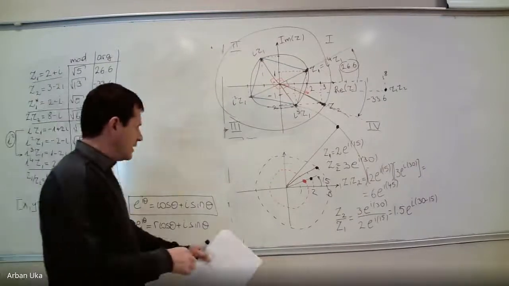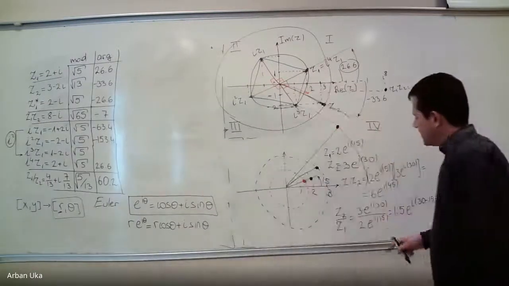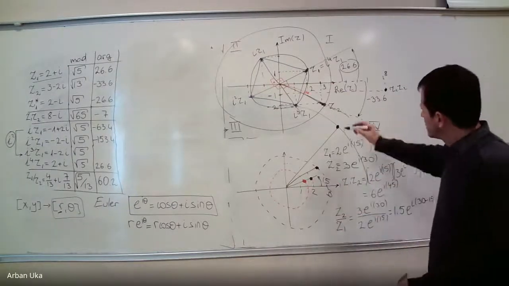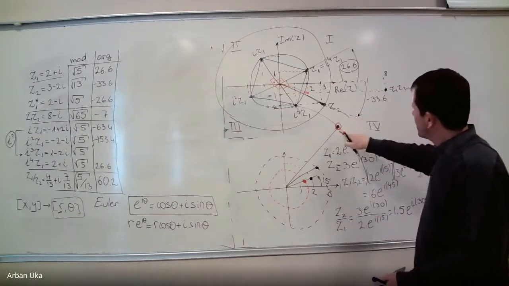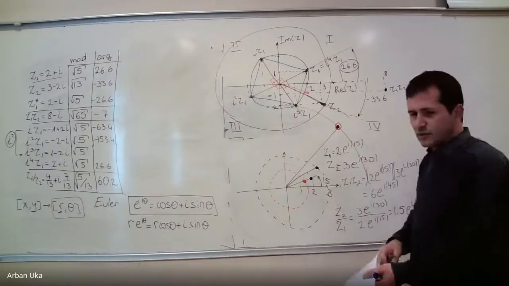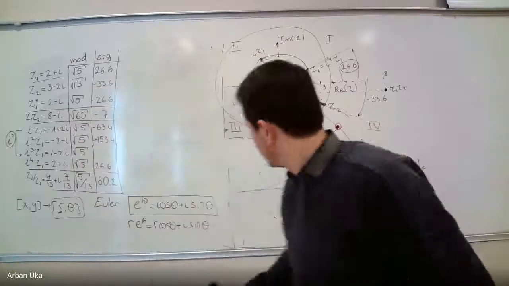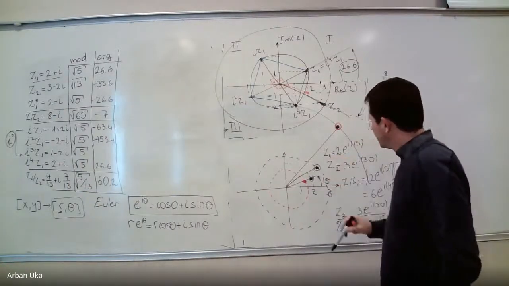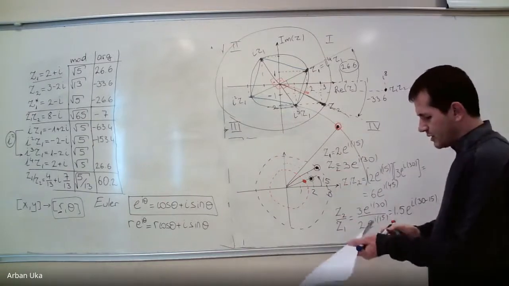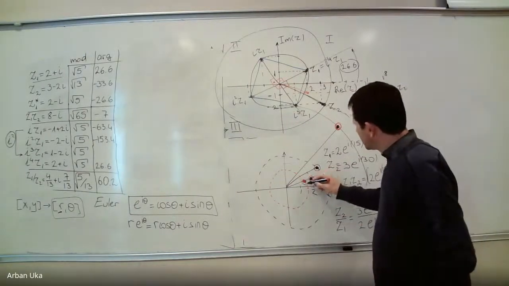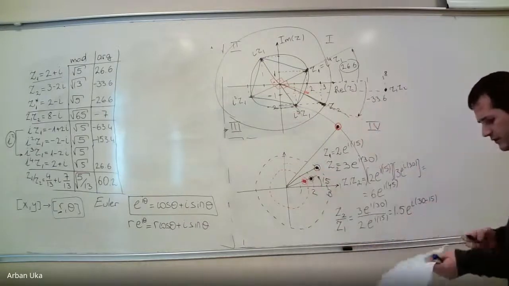So it looks like this is going to be 1.5. So this was 1. So let's denote also, this number is the product of these two. So let me draw the original numbers. Z1 and Z2 were here. This is the product, okay? And this is the division, the ratio. So we can have a look here.